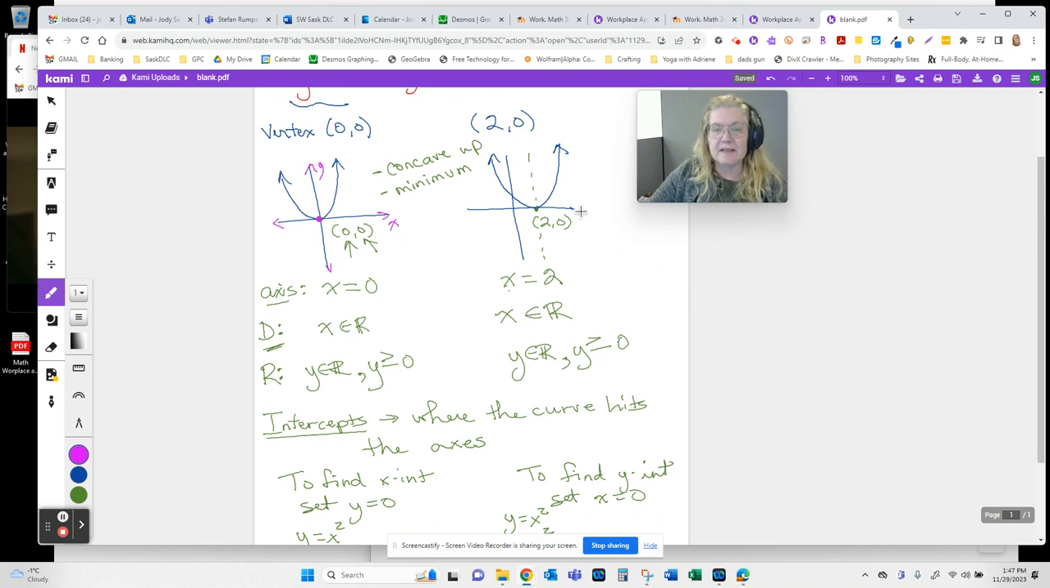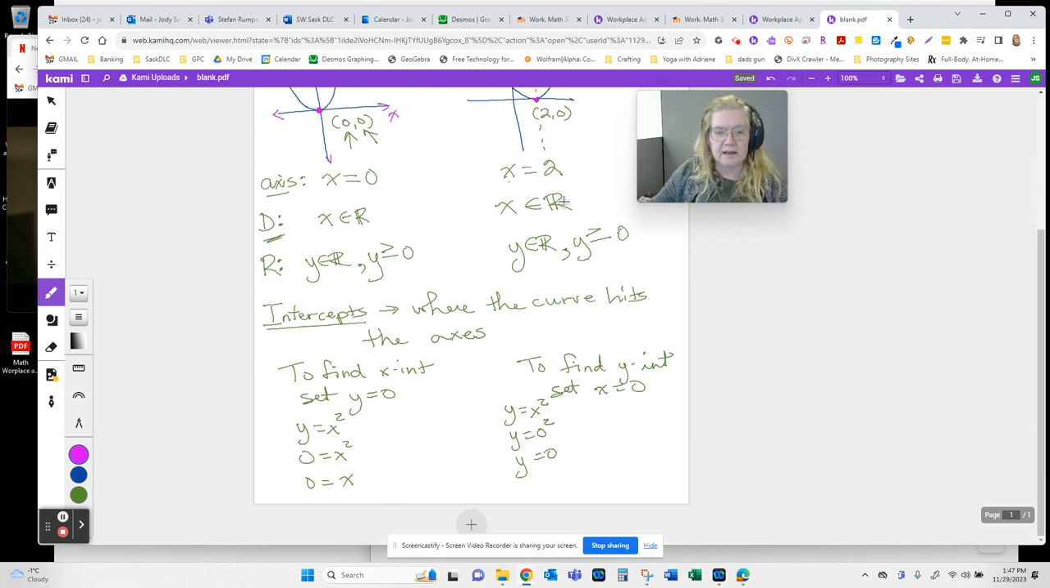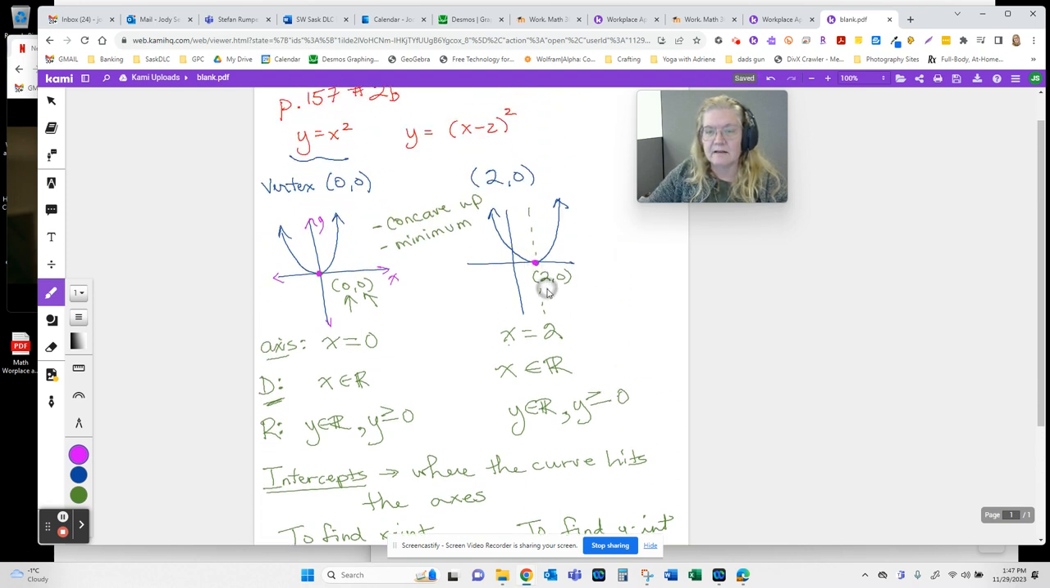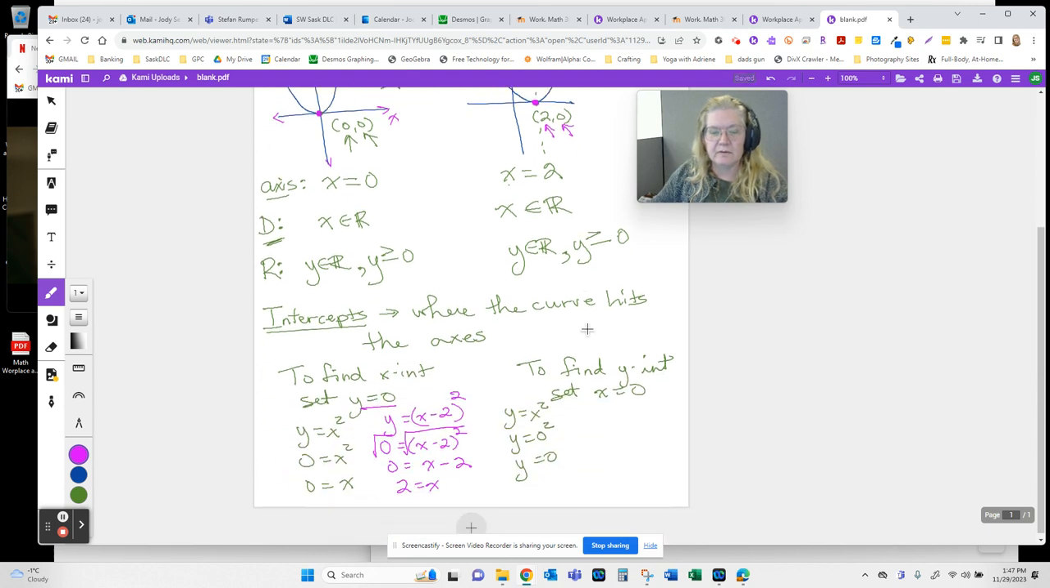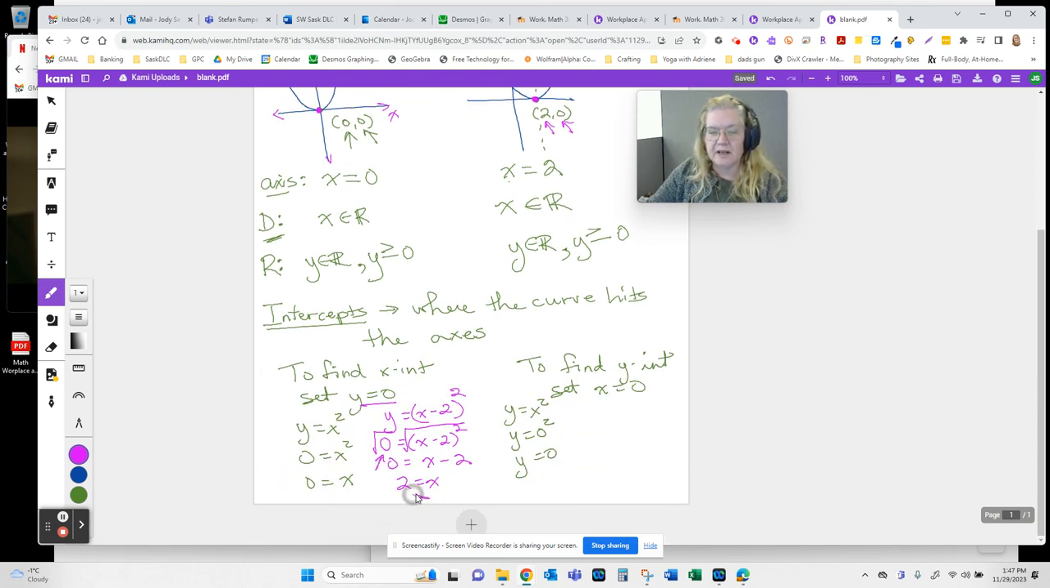Now, on the second graph, we can see that our x-intercept should be at 2, 0. Well, let's check that out. So x minus 2 squared, right? Yes. If I set y equal to 0, now what do I do? How do I solve that? To get rid of a squared, I find the square root. Square root of 0 is still 0. I add 2 to both sides, and I find out that my x-intercept is at the point where x is 2 and y is 0, right? We set y equal to 0 in order to get our x value.